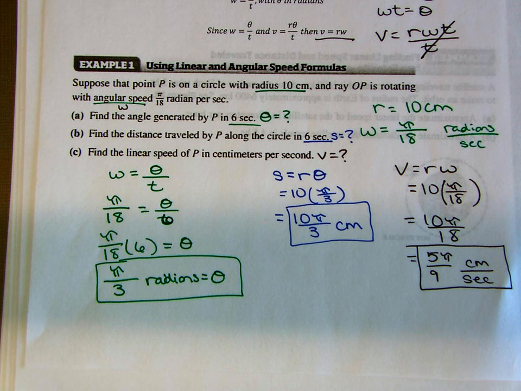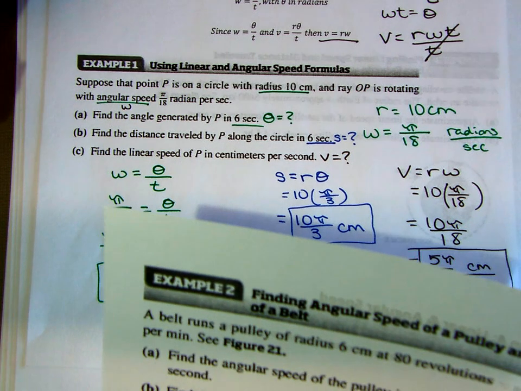So are there any questions on how we tackled any of those questions for this one, where we used a general point P on the outer edge of the circle and we talked about how it traveled around that circle? Okay. Then let's flip over to where we're going to start talking about some pulleys.